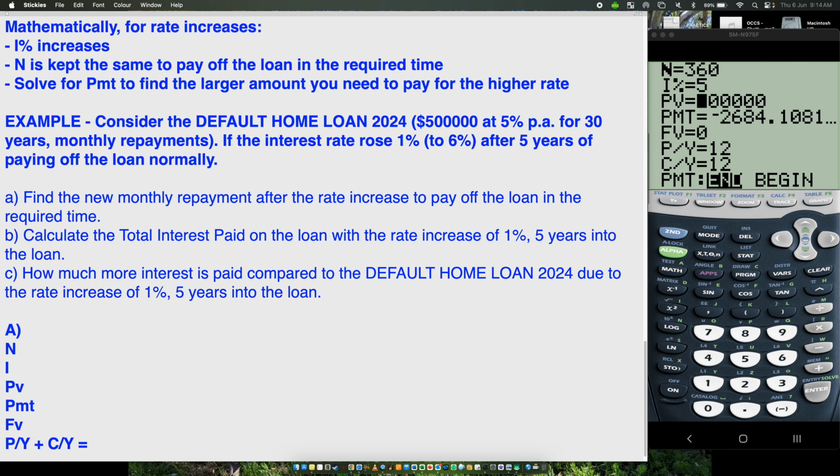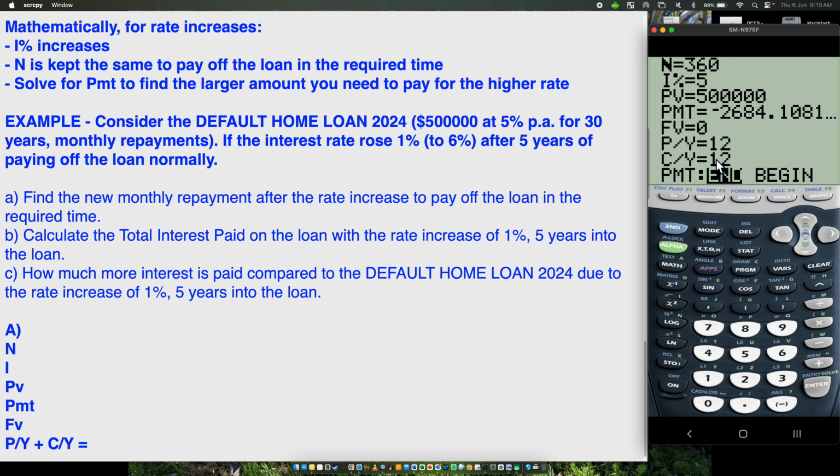All right, let's have a look. A, find the new monthly repayment after the rate increase to pay off the loan in the required time. What is this TVM solver on the screen telling you right now? Paying for how long? The full 30 years, okay? That's not going to help me with this. All this TVM solver is helping me with is telling me this is how much I'm paying every month.